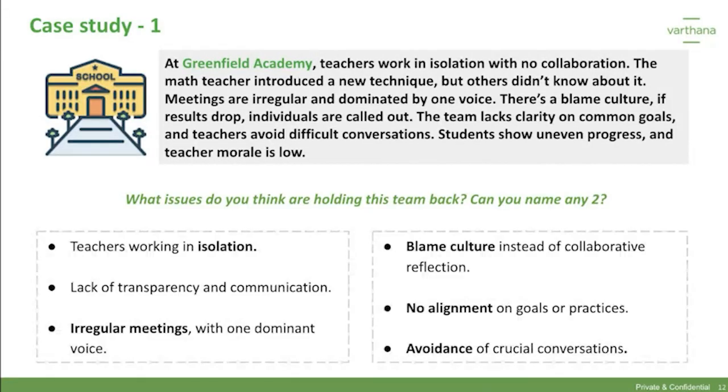Okay. So basically, if you see the case study at Greenfield Academy, we can see that the team struggles with isolation. They are working individually, with irregular meetings dominated by one voice, a blame culture, no shared goals, and a lack of open conversation. All of these contribute to low morale and uneven student progress.